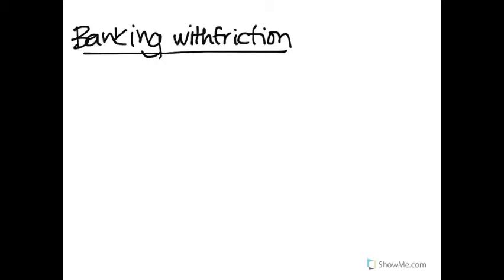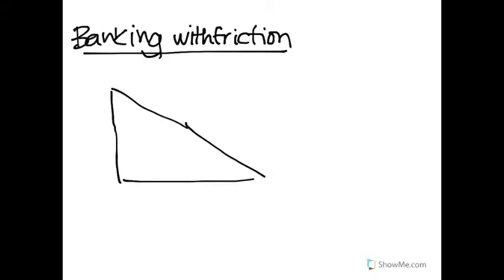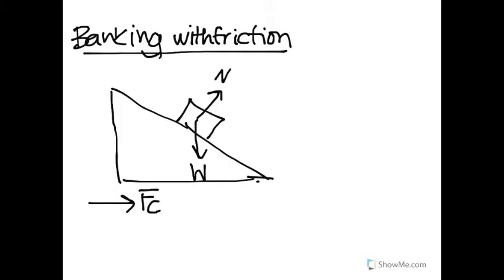So this is showing you how to deal with banking with friction. We did an example on the last part of the notes about banking without friction, and the idea is that if you have a car on an incline and it's going around a circle, we need to find what the centripetal force is that's keeping that car moving that direction. So you have the weight, you have the normal force, but we need to know what force just goes straight in.